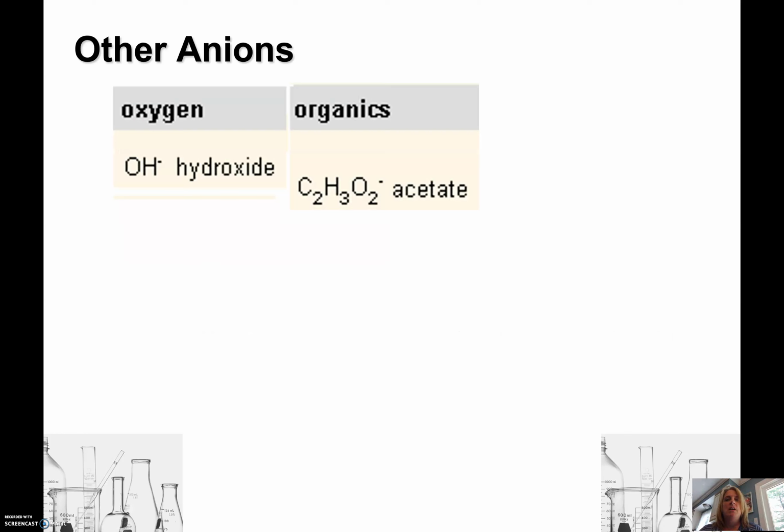Oxygen with hydrogen is called hydroxide, and here's our acetate, C2H3O2 -1. That's our acetate. So these ones, the words aren't similar at all to what the formula looks like. So those are ones that you'll have to especially work on memorizing.